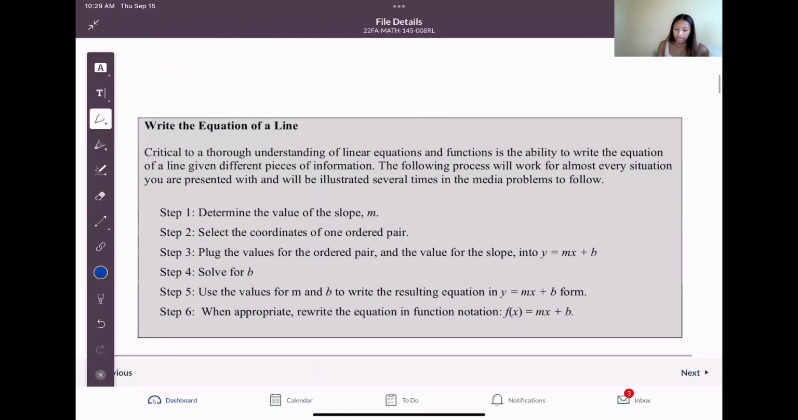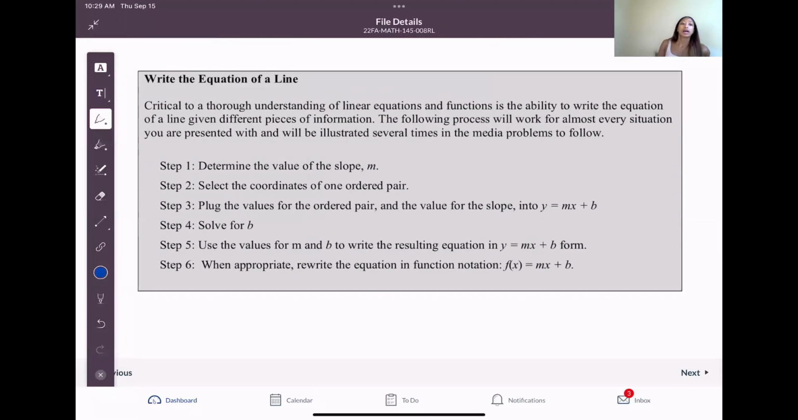All right, then let's look at this next box. Writing the equation of a line. Critical to a thorough understanding of linear equations and functions is the ability to write the equation of a given line, given different pieces of information. So sometimes you might be given the slope and a point. Sometimes you might be given the slope and a y-intercept. Sometimes you might be given 2 points. Sometimes you might just be told, I want a line that's parallel to this line, but it goes through this point. Depending on the information you're given, you should be able to find the equation of the line.